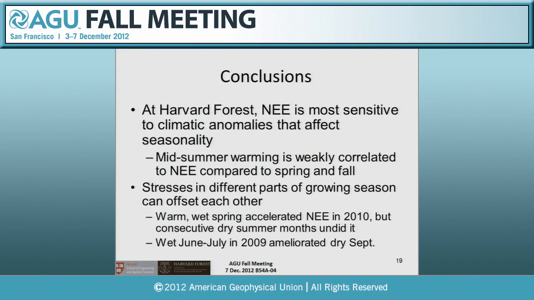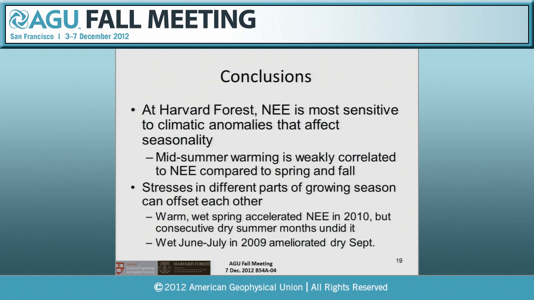So in conclusion, the time of year that a site like Harvard Forest seems most sensitive to changes in climate is the ones that affect the end and the start of the growing season. Warming in the middle of summer has a very weak effect, at least in a site like the Northeast, where things change at a rapid pace, so we don't have consistent annual droughts. So the stresses in one part of the growing season may offset the next one.